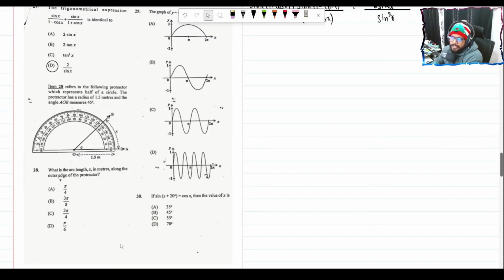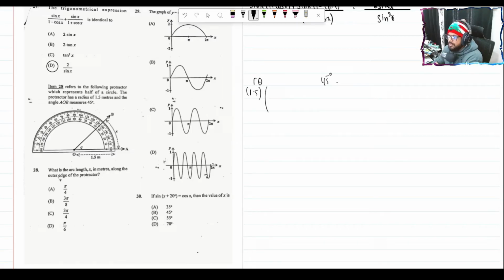Alright, the arc length in meters along the edge. So this is looking like 45 degrees. I want to know what 45 degrees is in radians, because they want the arc length in terms of pi. So the arc length is r theta. R in this case is 1.5, and I need to know what theta is in radians.